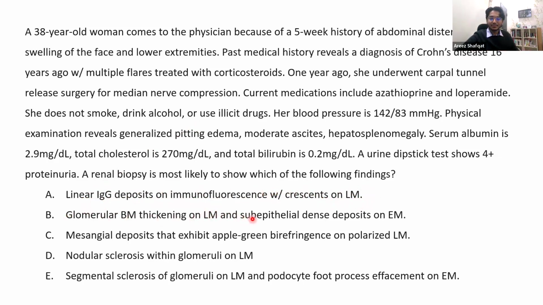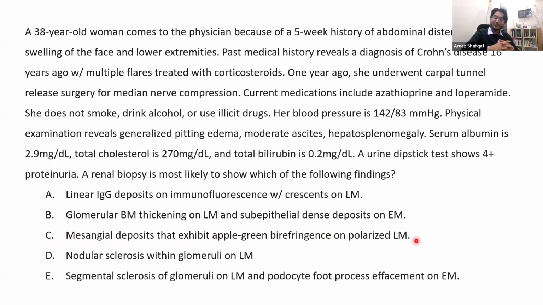Glomerular basement membrane thickening with subepithelial dense deposits on electron microscopy. This is membranoproliferative glomerulonephritis. Again, usually a nephritic syndrome, but also nephrotic, is associated with either complement pathway activation or autoimmune diseases. Now, this is the right answer. C. Mesangial deposits that exhibit apple green birefringence on polarized light microscopy. So this patient has a chronic inflammatory disease which generates a protein called AA amyloid. And amyloidosis most commonly involves the kidney and it most commonly causes nephrotic syndrome.